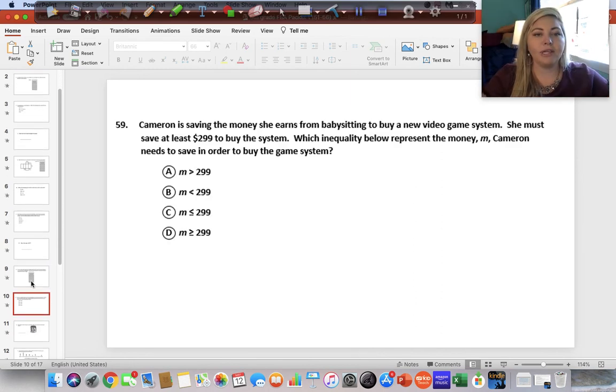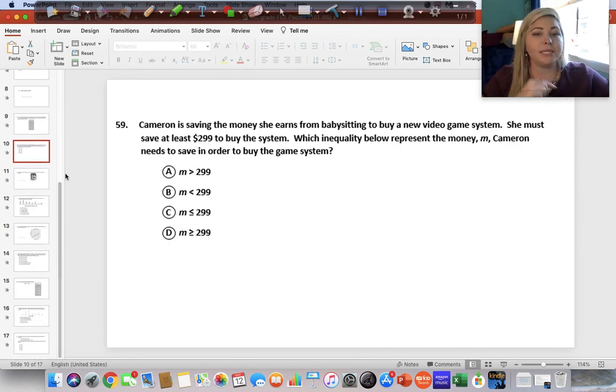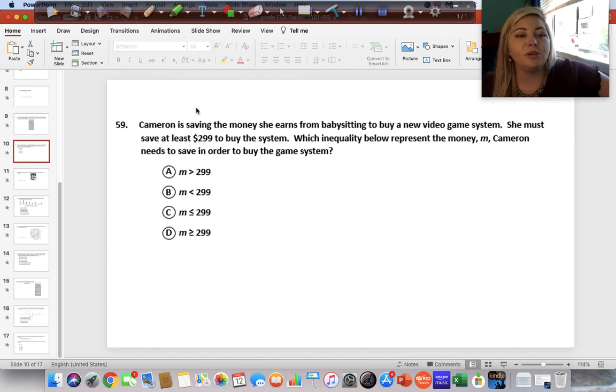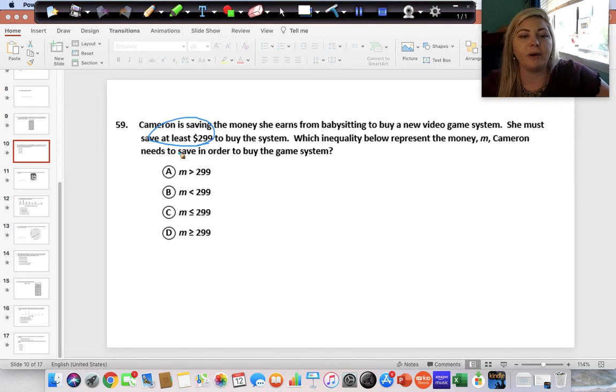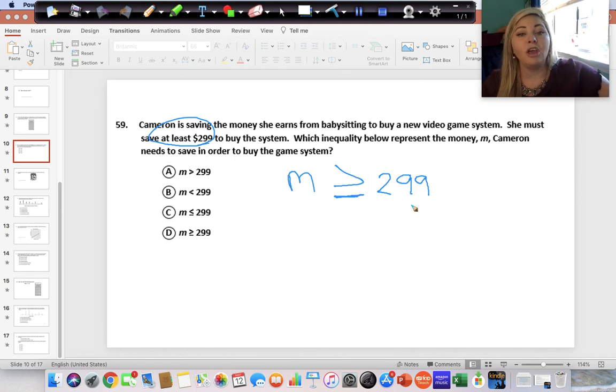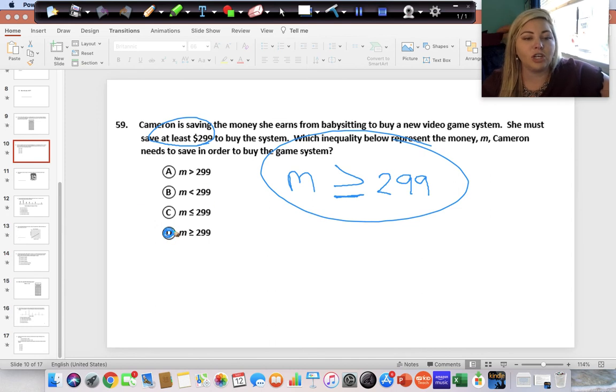Okay, it says Cameron is saving money, the money she earns from babysitting, to buy a new video game system. She must save at least, this is a key word, at least $299 to buy the system. Which inequality below represents the money M Cameron needs to save in order to buy the gaming system? Well, at least means she can have more than $299, or she can have equal to $299, but she cannot have anything less than $299, otherwise she would not be able to purchase the gaming system. So this is what we are looking for. M is greater than or equal to $299, which is D.